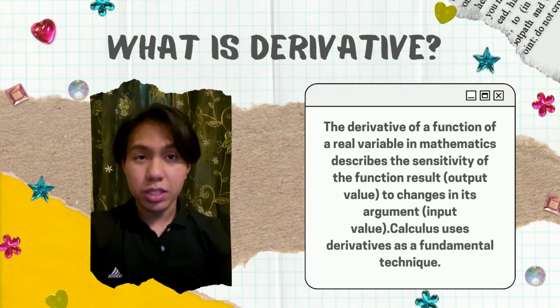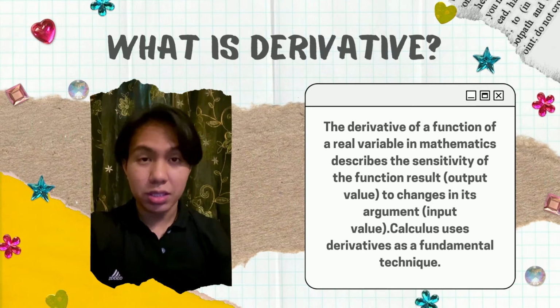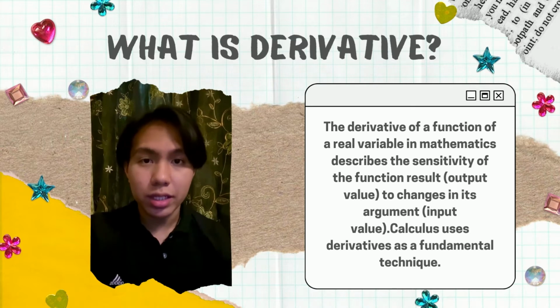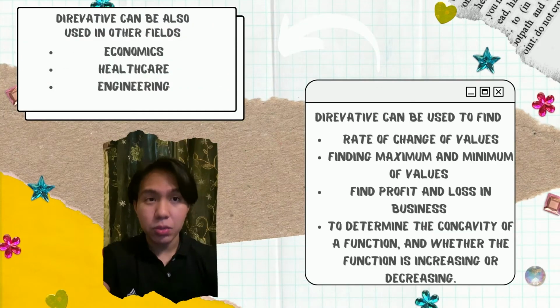The derivative of a function of a real variable in mathematics describes the sensitivity of the function's output values to a change in its input value. Calculus uses the derivative as a fundamental technique. Derivatives can be used to find the rate of change of a value, find maximum and minimum values, find profit and loss in a business, and determine the concavity of a function and whether the function is increasing or decreasing. Derivatives can also be used in other fields such as healthcare, engineering, and economics.